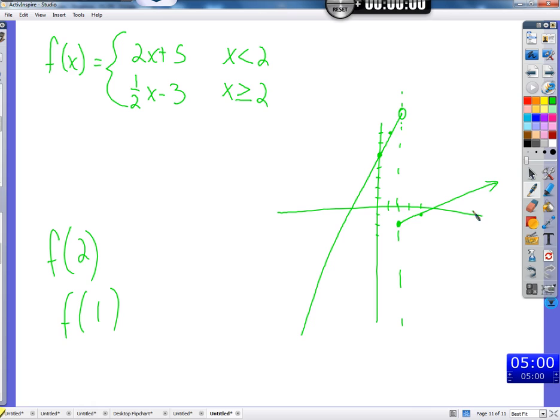So it's like we graphed both of those, we took away that part of that graph, took away this part of that graph, and we just Frankensteined them together. We stitched them up, and there's the freak that we made.